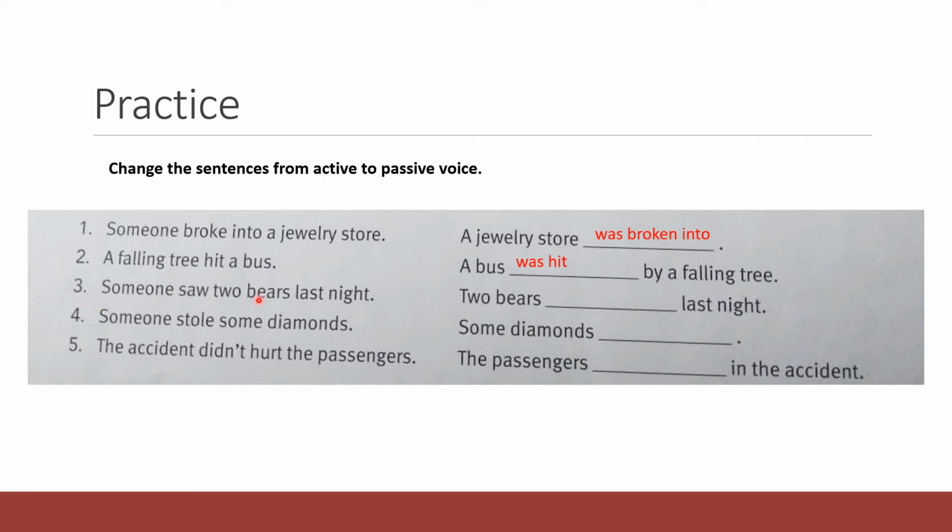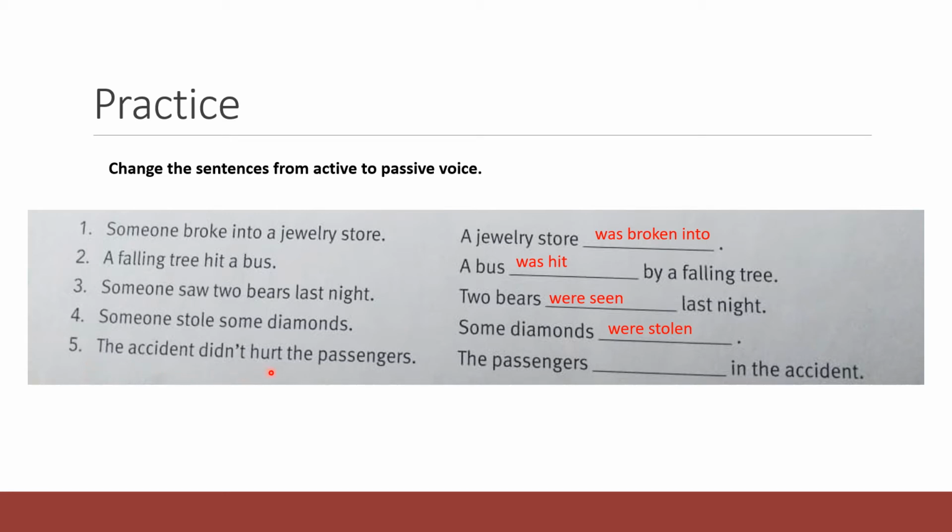Number 3. Someone saw 2 bears last night. 2 bears were seen last night. In this case, we use were because bears is plural. Remember that the verb must be according to the subject. Number 4. Someone stole some diamonds. Some diamonds were stolen.